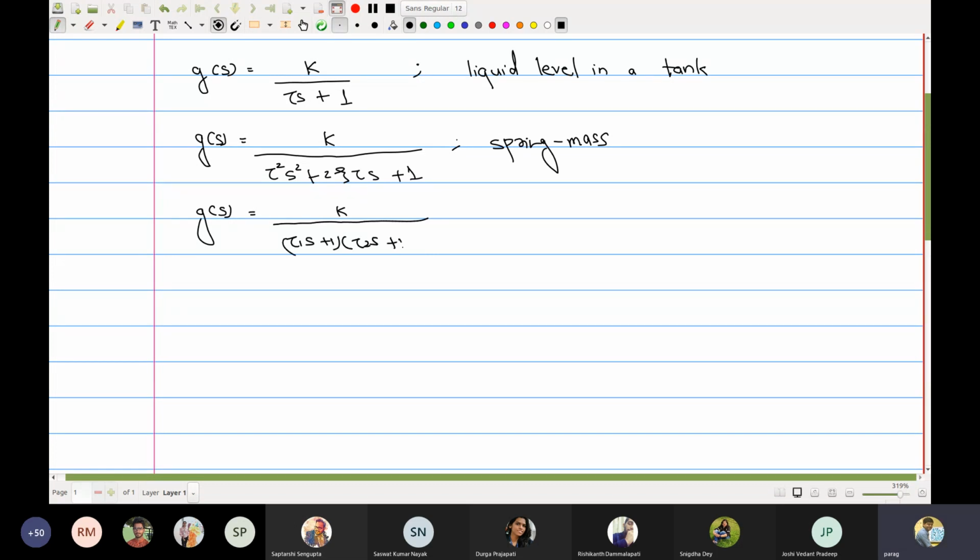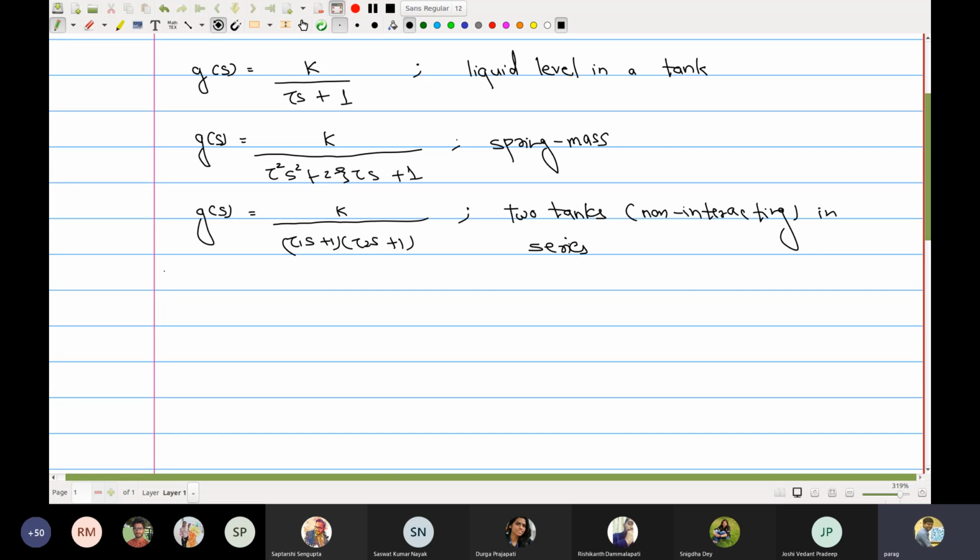tau 2 s plus 1. And the concerned example was two non-interacting tanks in series.